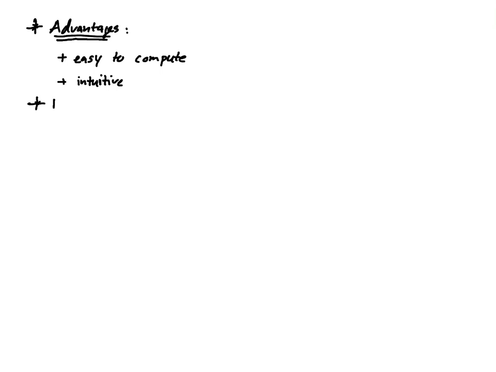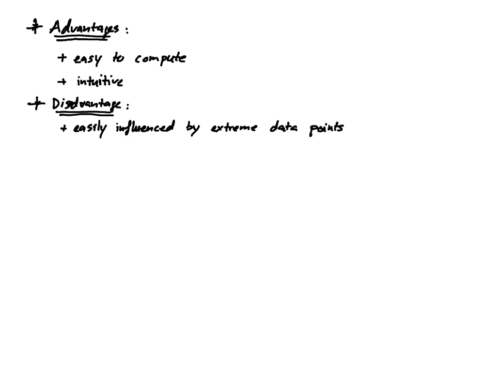Now, the main disadvantage of using the mean as a measure of location is that it is easily influenced by extreme data points. And we will talk about this disadvantage in the next video. But I just want to bring it up here so that we can motivate the discussion in the next video.